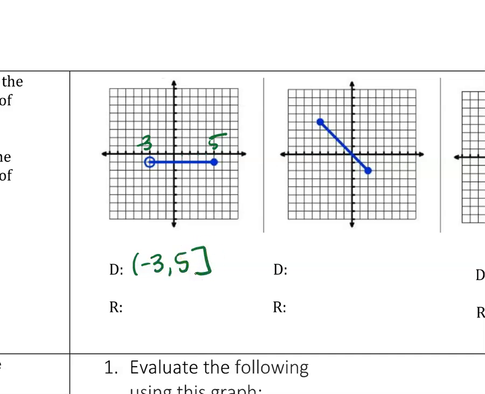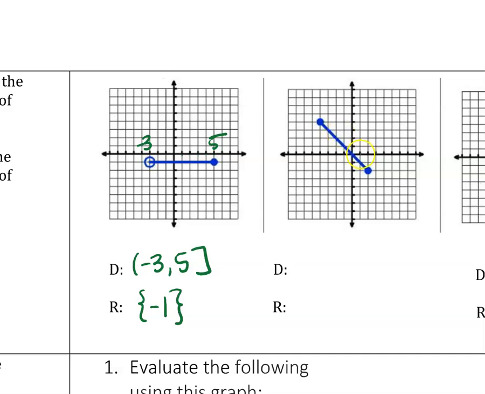Notice my notation there though. I did a hard bracket at 5 because it was closed, open at -3 because it was open. Soft bracket, I should say. Now my range is only a single value. Every single one of those points on that horizontal line just has a y value of -1. So my range is just a single value of -1.